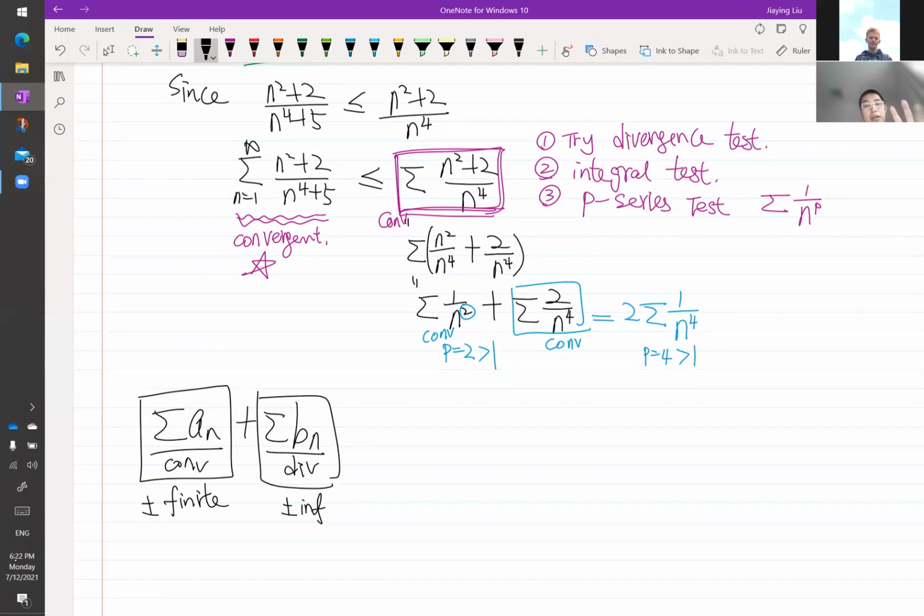If you take a finite number and add it to an infinite number, it's still going to be infinity, right? And if you take a negative finite number and add it to a positive infinity, it's still going to be infinity. It doesn't matter which one is positive or negative. A finite number is always smaller than infinite, so when you add it to an infinite number, it's always going to be infinity. Good, that's a very good question. So a convergent series and a divergent series added together give a divergent series. Good question.